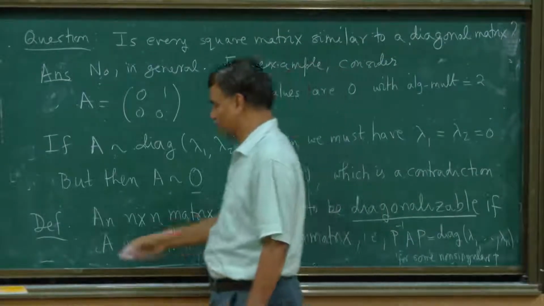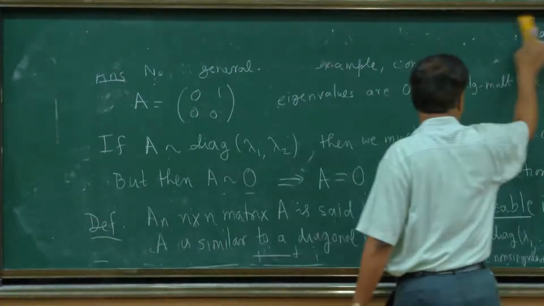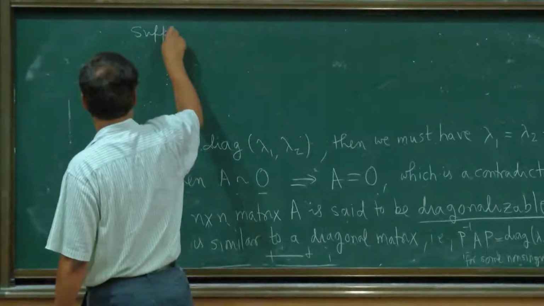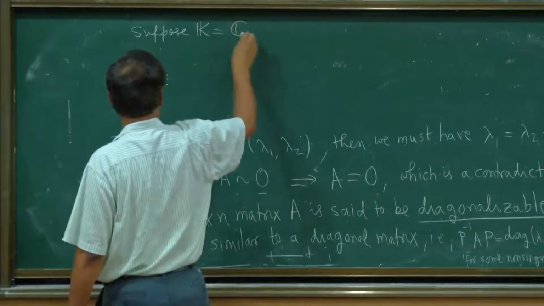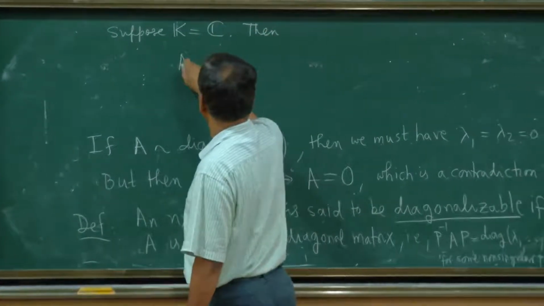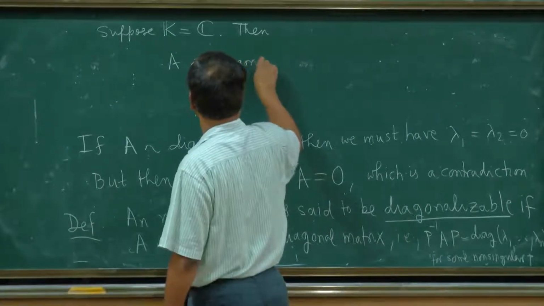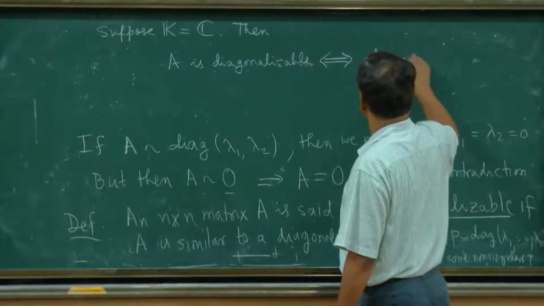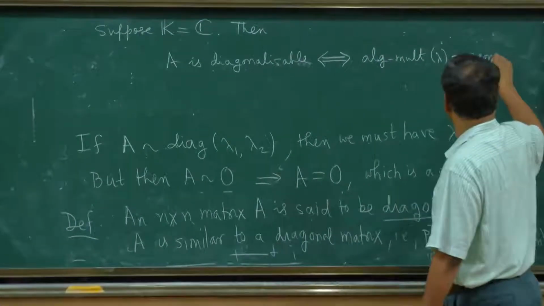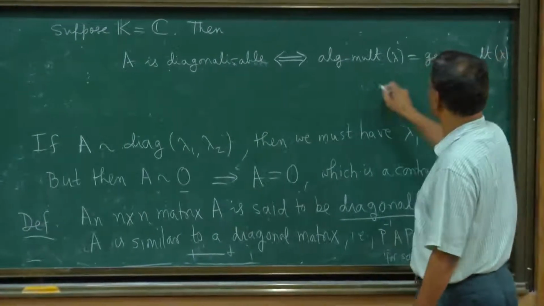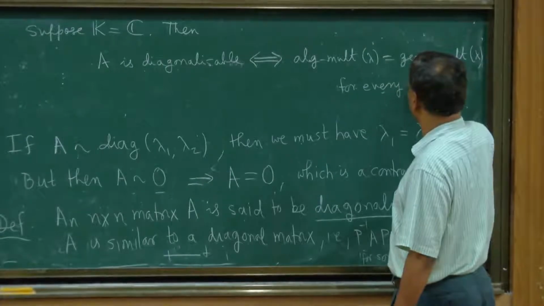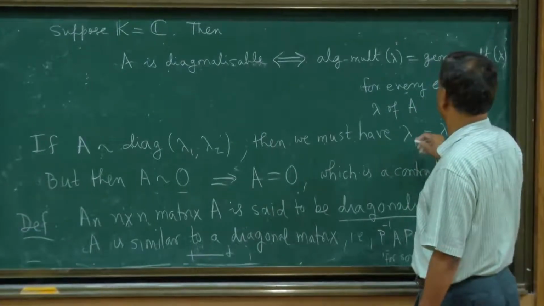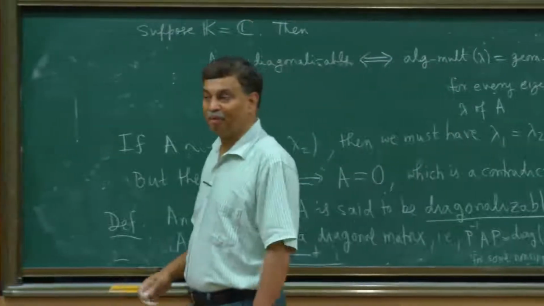Okay. So, the other characterization: A is diagonalizable if and only if the algebraic multiplicity of lambda equals the geometric multiplicity for every eigenvalue lambda of A. But I must allow myself complex eigenvalues.